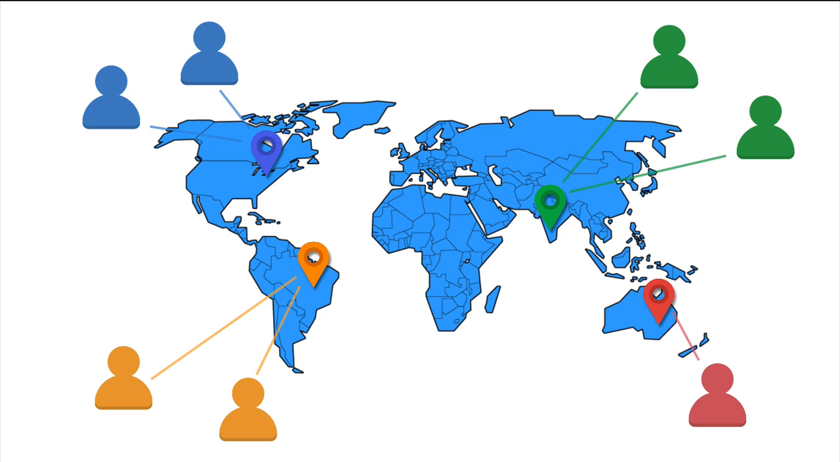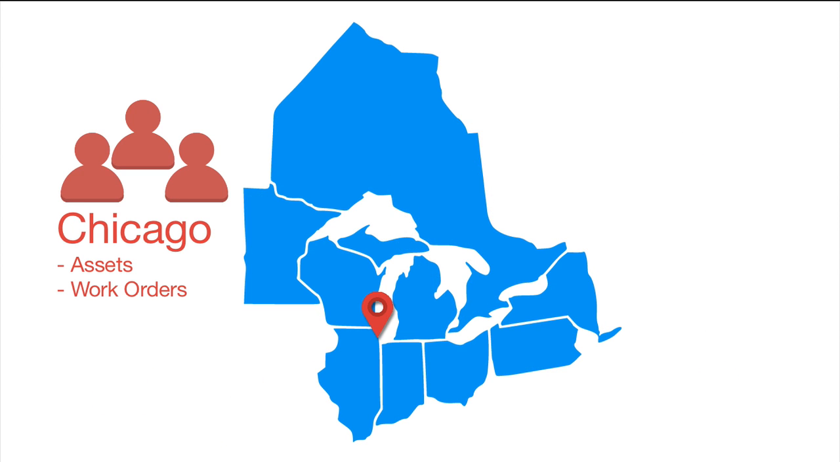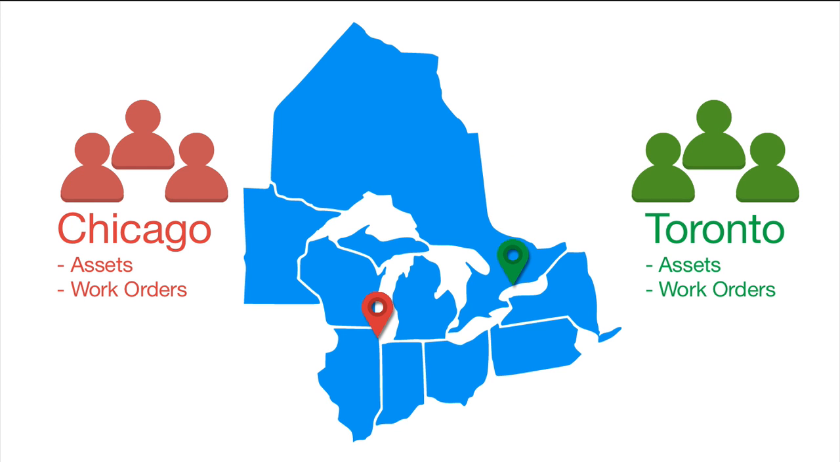You have to be a member of that site to access the data for that site. For example, users in Chicago can only access the work orders and assets for Chicago. Users in Toronto can only access assets and work orders in Toronto.